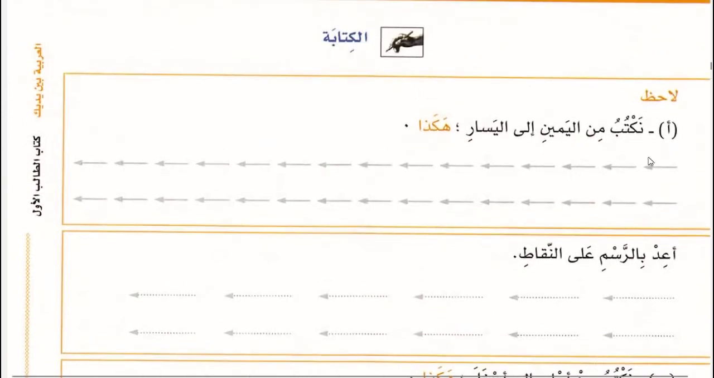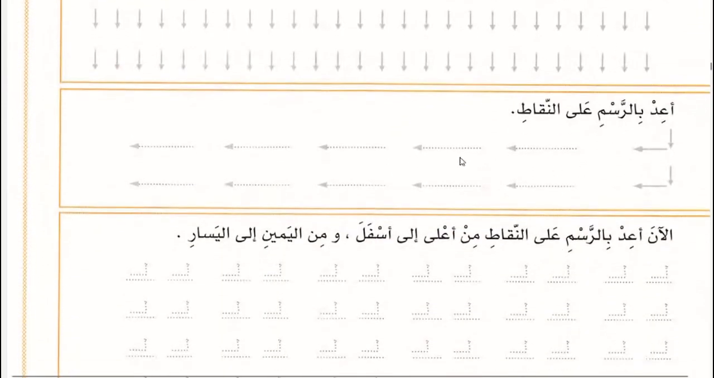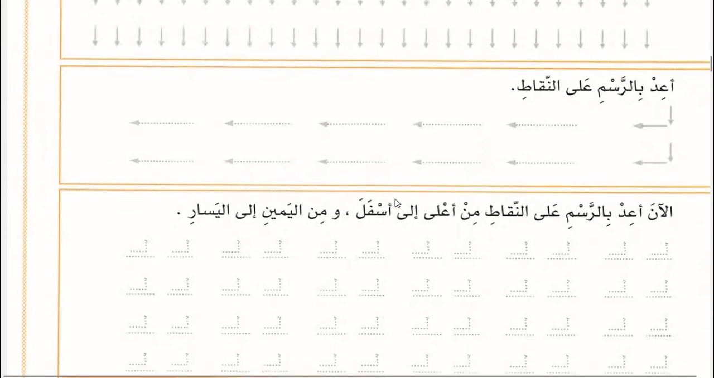Here he is telling you that we write from right side to left side. You can practice this if you want. You just need to move your pen, pass your pen on these lines. Again, he wants you to practice this. Here he is telling you that in Arabic we write from top to bottom, so you can practice it. Again, you will just move your pen, pass your pen on these dots.